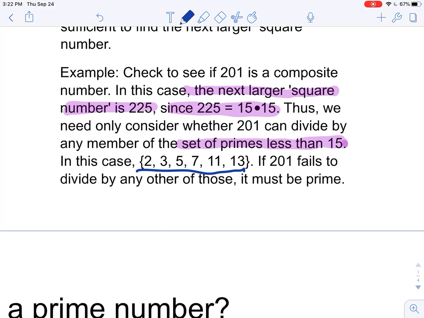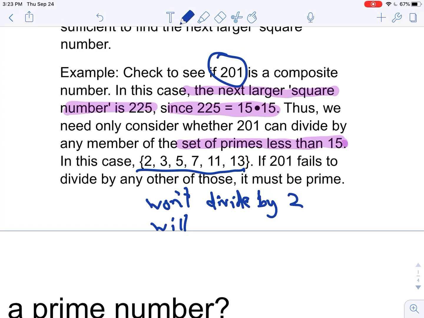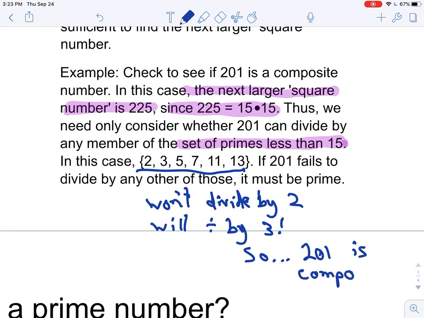Obviously, since 201 is not even, we can strike 2 from the list. So it won't divide by 2, but the search is over on the next one. It definitely will divide by 3. And I don't even have to write out the division. When I see 2 plus 0 plus 1, just add the digits, and I'm going to prove that soon, it will divide by 3. 2 plus 0 plus 1 divides by 3. Therefore, the whole number itself divides by 3. So, in this case, 201 is composite.